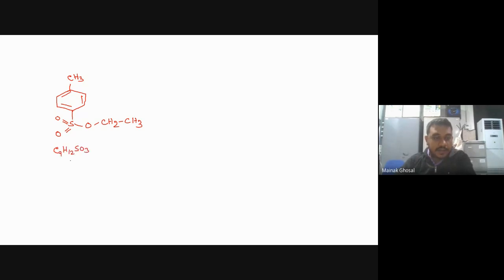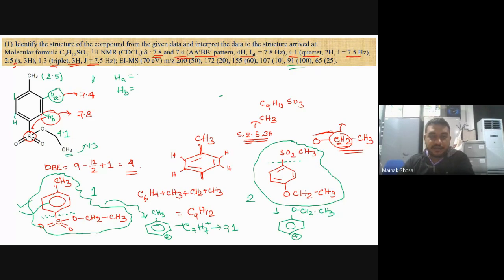C9H12SO3. So C9 means 12 into 9, 108, plus 12, 32, 16 times 3 is 48. So you calculate it, you will get 200. This is the base peak. Okay, first I like to write the base peaks.